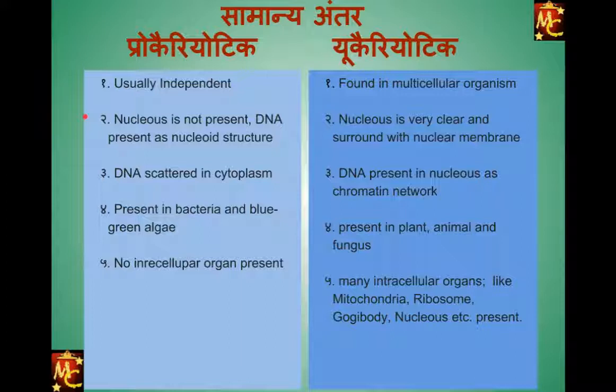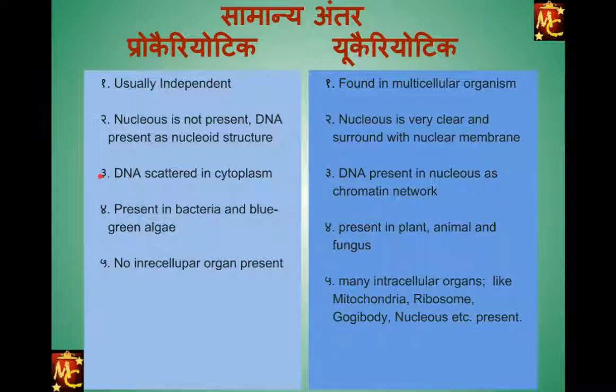The second one is nucleus is not present and the DNA is present as a nucleoid structure. Sorry, this is not nucleolus, this is nucleus. Nucleus is not present in prokaryotic cells and their DNA is spread throughout the cytoplasm. However, in eukaryotic cells, as I explained in the past video, they have a well-defined structure inside the cell, which is called the nucleus. It's surrounded by a membrane, and all genetic materials are inside this nucleus.